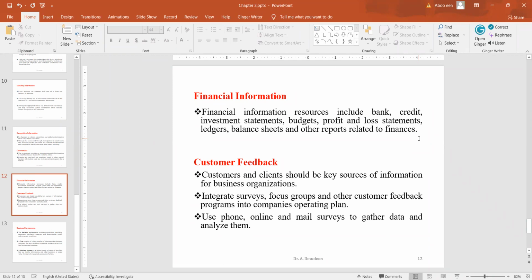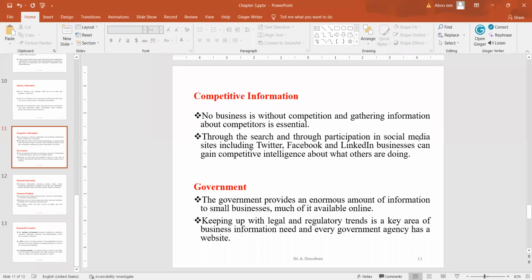The last one is the customer feedback. Customer feedback, does it really matter for an organization? Yes, sir. How? Customer feedback can measure the customer satisfaction. To know the customer's needs. Okay, great. To increase the customer satisfaction. Okay, great.